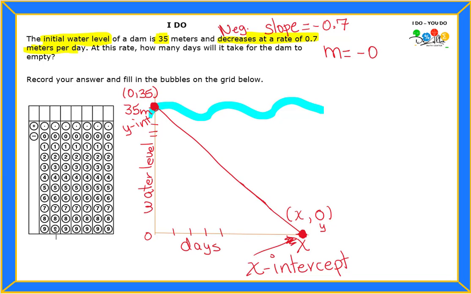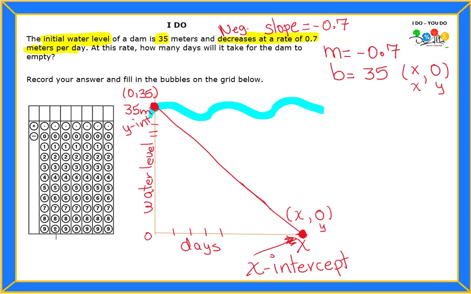M is equal to negative 0.7. I also know the y-intercept. Isn't it the y-intercept, the b, right? What's the y-intercept? 35. Very good. And I do know a point, not all the point, but I know that the y value for this point has to be a 0. And this I do not know. I'm going to leave it as an x. So let's work out the question.